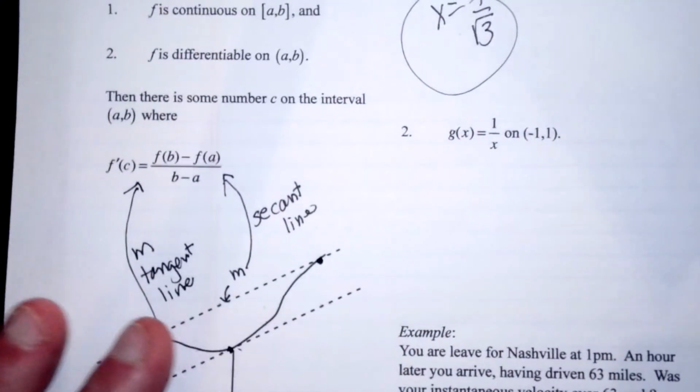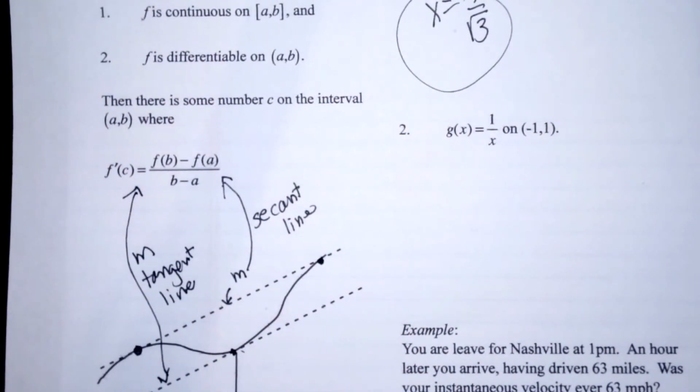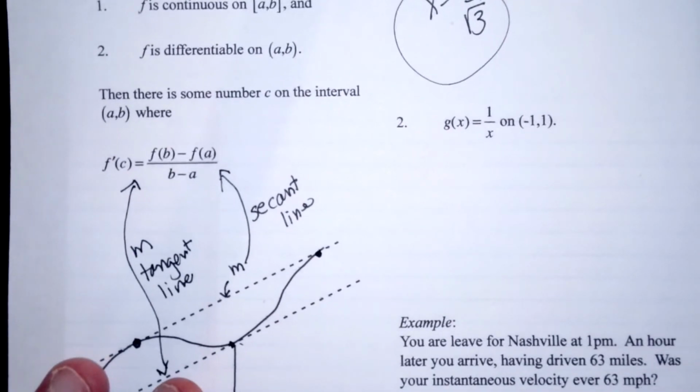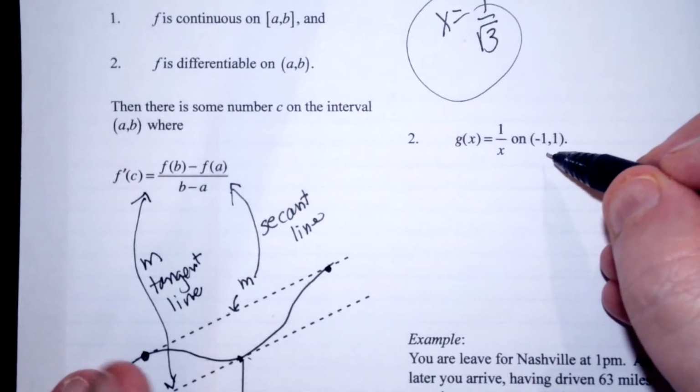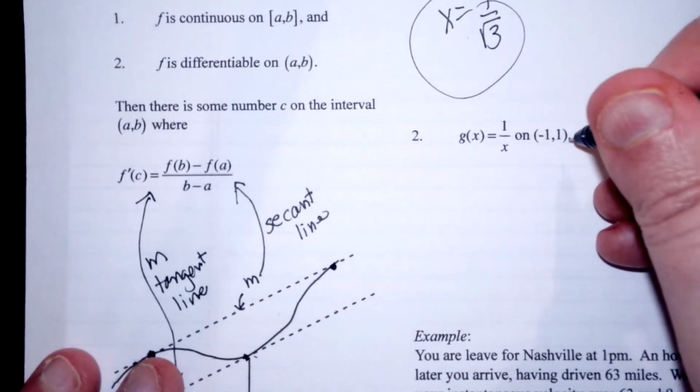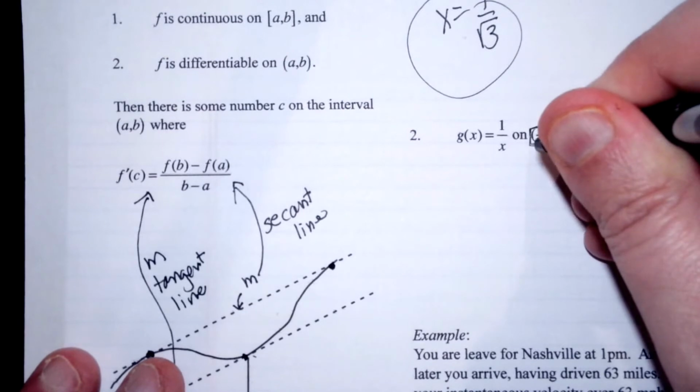Alright, let's look at number 2. Same instructions. Check to see whether the conditions of the mean value theorem are met, and if they are, find the value of c guaranteed. Alright, so we're looking at 1 over x on the interval from -1 to +1. I guess that should be a closed interval.